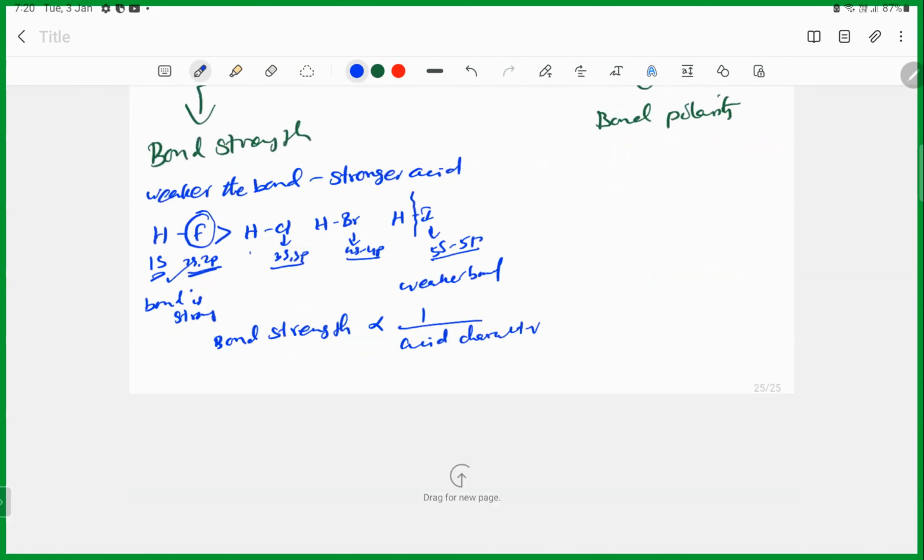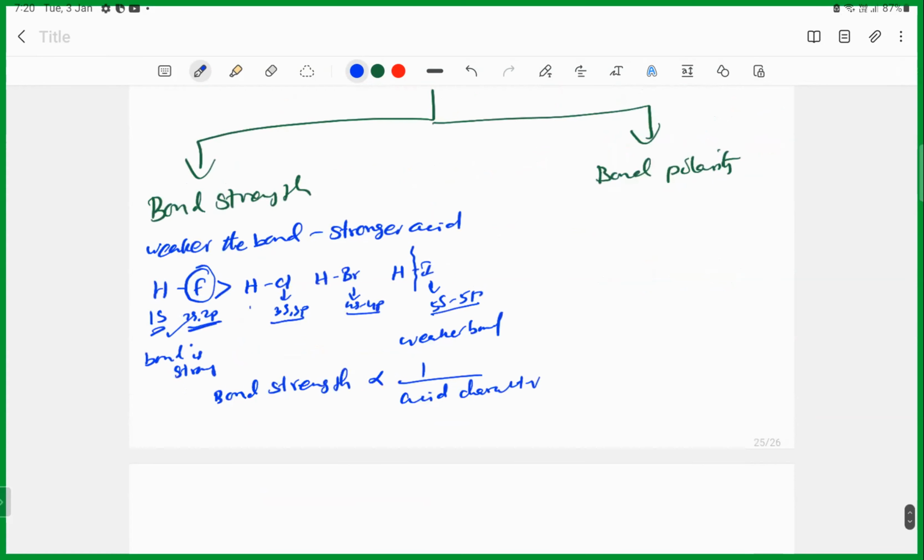Okay, and then bond polarity. Polarity means the distribution of electrons between the two bonded atoms. The electron will go toward the more electronegative element. So when you have A and B, the pair of electrons goes to whichever is more electronegative. Because of that, A will bear a positive charge and B will bear a negative charge. So the polarity takes place. If the electron distribution between the atoms is unsymmetrical, there will be polarity.